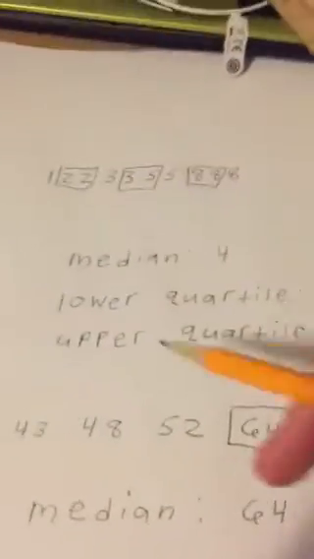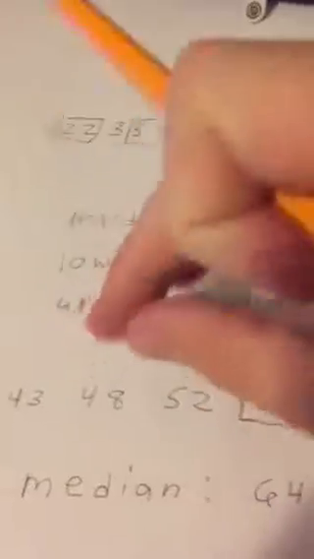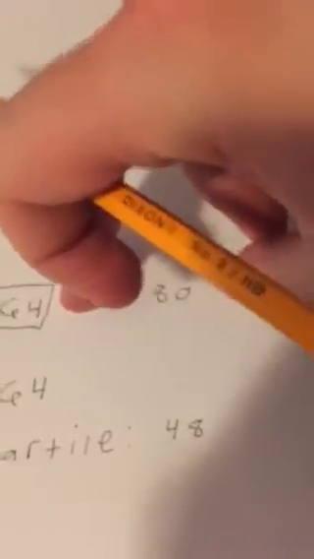Then when we're looking for the lower quartile, we find the median of this half of the data set. So that means that our lower quartile would be 48. Alright, so now we're looking for our upper quartile next. When we find the median of this side, it would be 80. So our upper quartile would be 80.